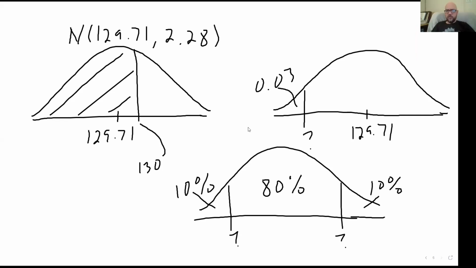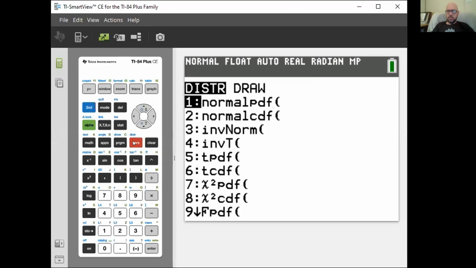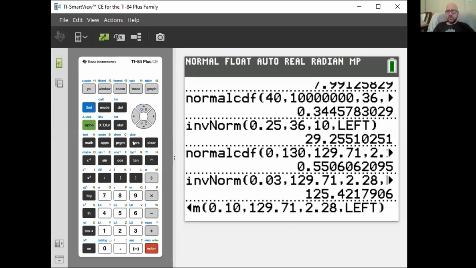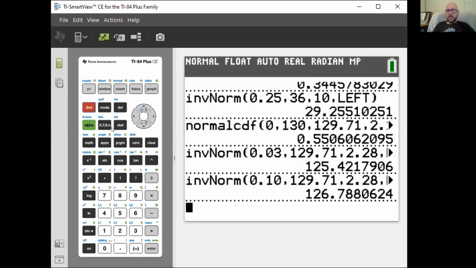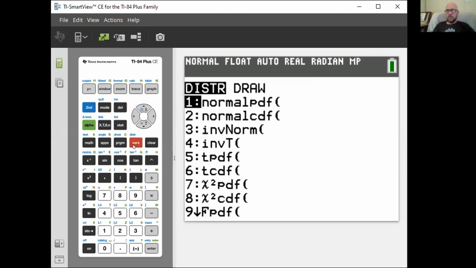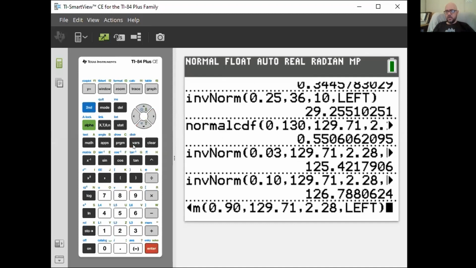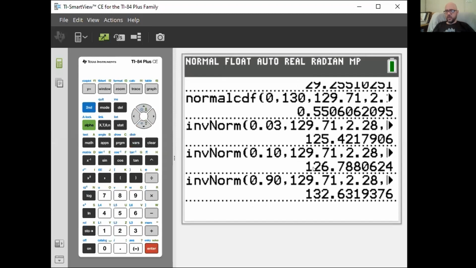we just do inverse norm of 10%, 0.1, right? And that gives me the 10th percentile. And then we do the same thing again to get the 90th percentile. Just change this to a 0.9, paste that in. And so it's between these two numbers, 126.79 and 132.63.